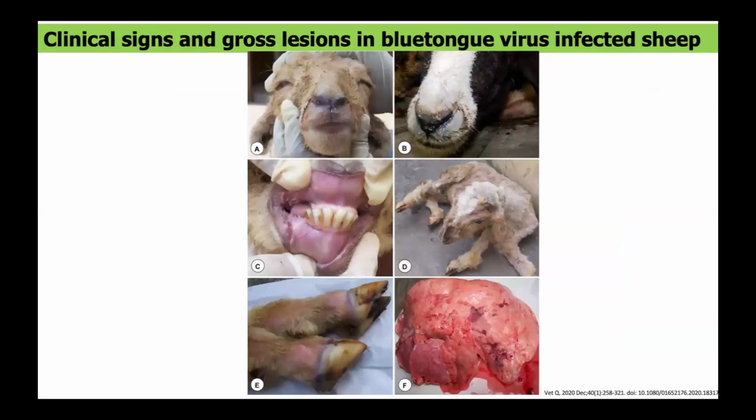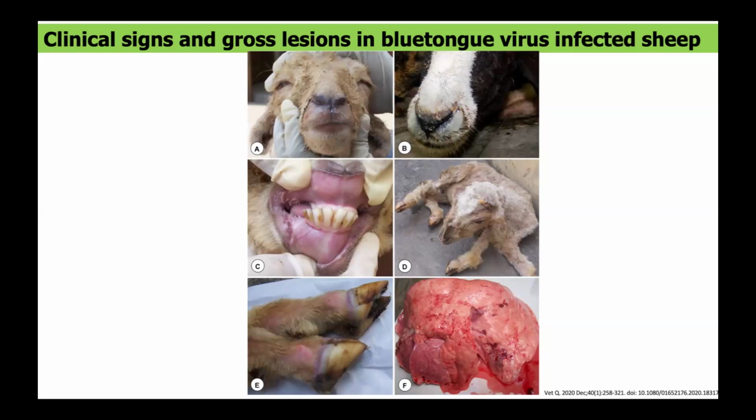Now, if you look at the common clinical signs of the disease, hyperemia and edema of lips and nostrils is very common, with serous to mucoid nasal discharges. Lips are usually swollen with grayish brown necrotic deposition, and nasal areas show rhinitis along with mucopurulent nasal discharges and excoriations. The oral mucosa is also congested and edematous.